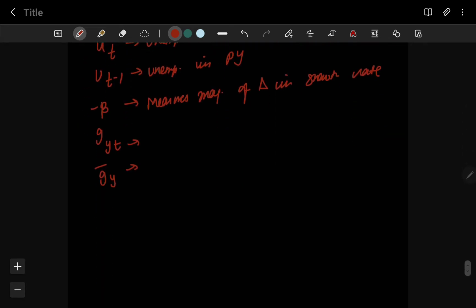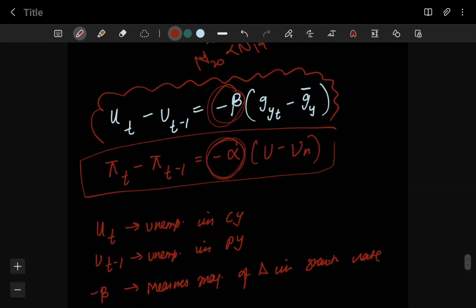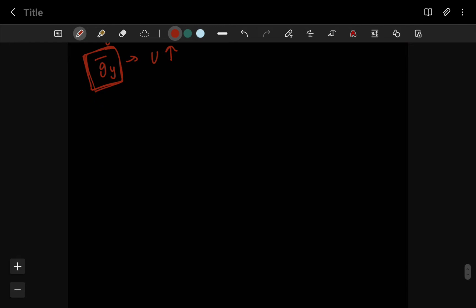Okay? Now, what is GYT? GYT is the growth rate of the current year. Okay? For example, your growth rate of 2020 was, say, 10%. GY is basically a number which is required to make sure unemployment does not increase. Okay? This is the minimum number that is required to make sure that your unemployment is not increasing. To understand why, we'll come back to this formula. UT minus UT minus 1 is equal to minus beta times GYT minus GY.